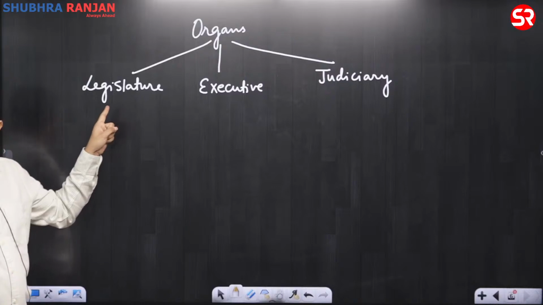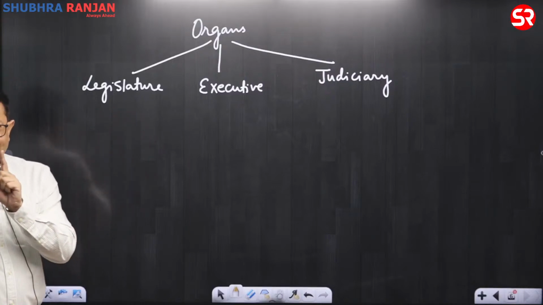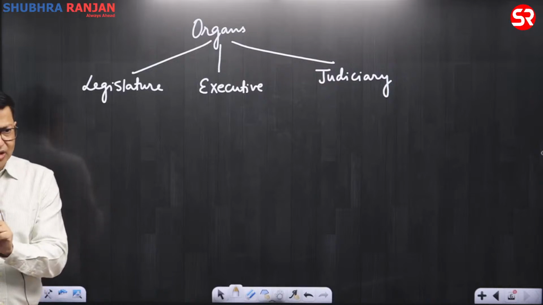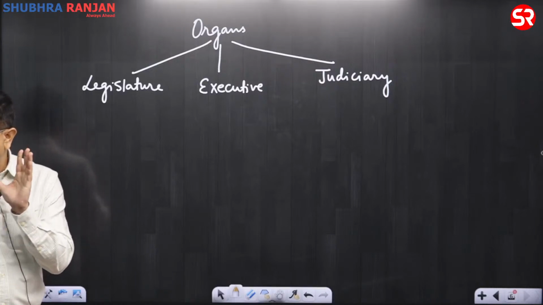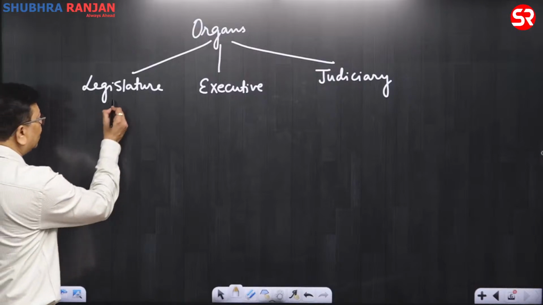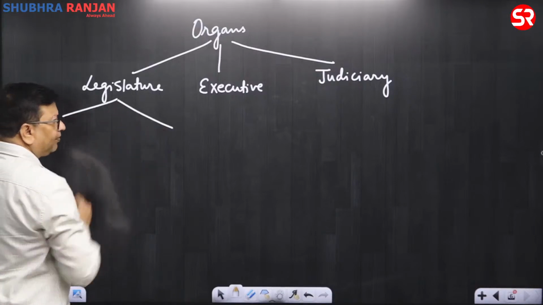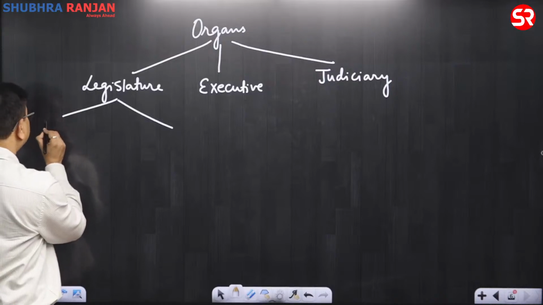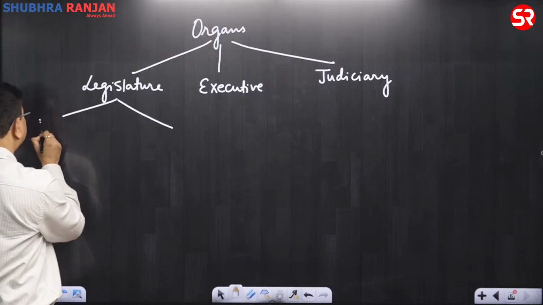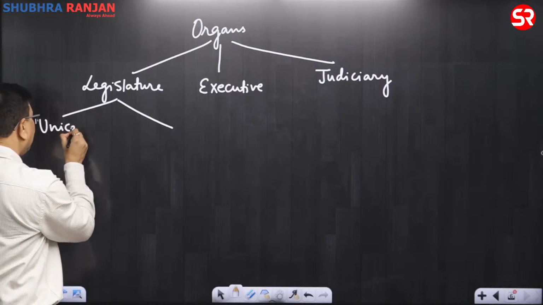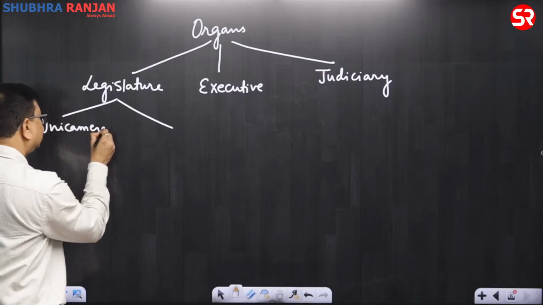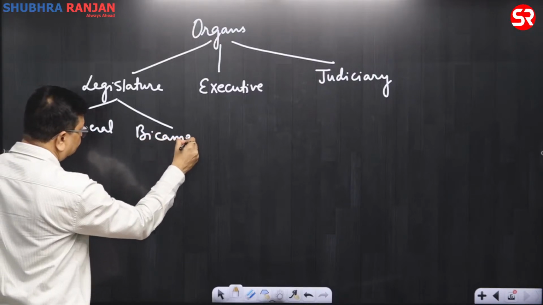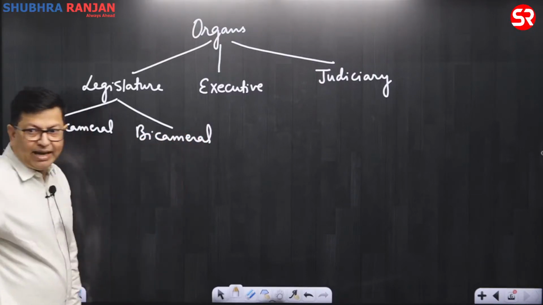When we say legislature, legislature is the law making body. Any body that makes laws will be termed as a legislature. And across the globe, we have seen two types of legislature. Unicameral and bicameral.